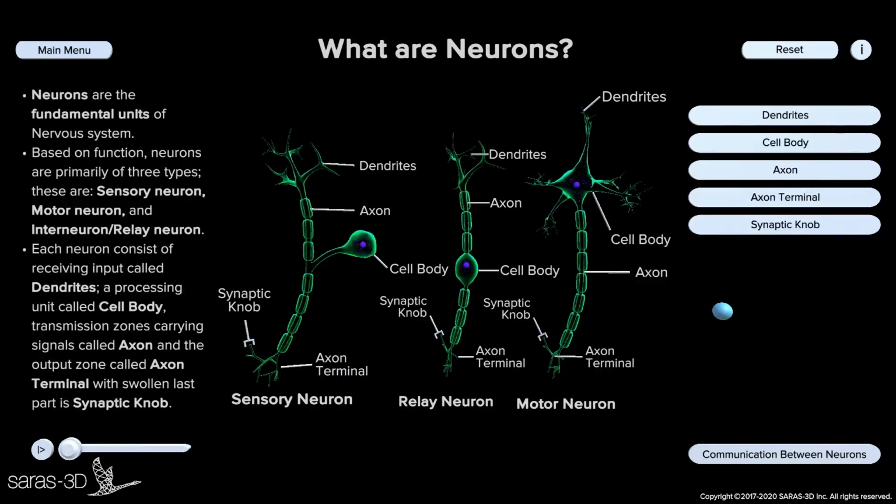As you can see here, the neurons are broadly classified into 3 types, based on their function, that is the sensory neuron, the relay neuron and the motor neuron. We will discuss each of them later.